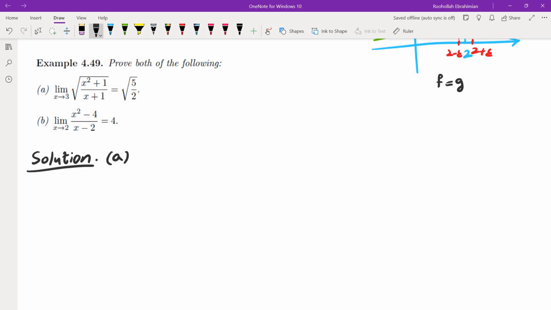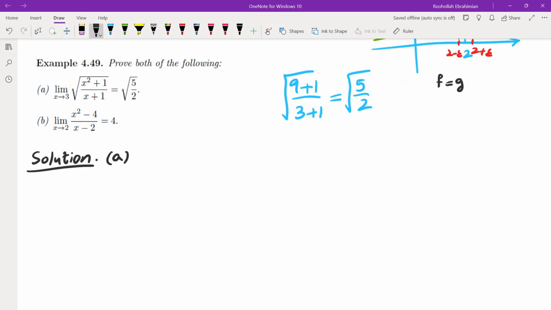If you look at this function, square root of x squared plus 1 over x plus 1, the limit when x approaches 3, we are told that this is equal to 5 over 2. Yeah, that's right. So why is that true? In single variable calculus, you have learned that you could just plug in the value. If you plug in the value, you get square root of 9 plus 1 over 3 plus 1, which is the square root of 10 over 4, which is 5 over 2. So why is that true?